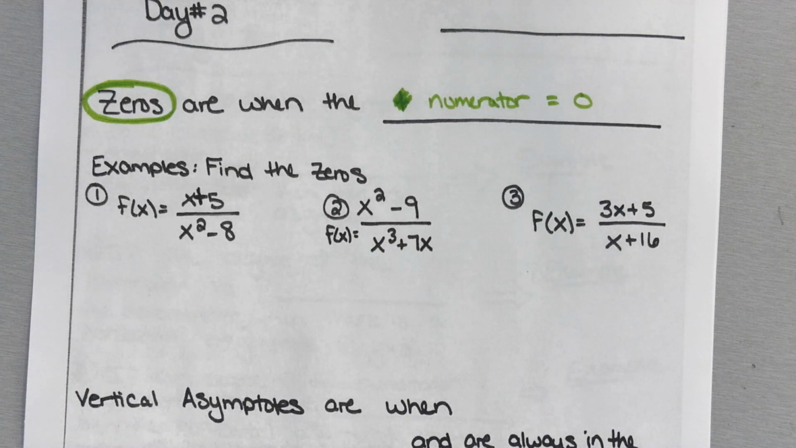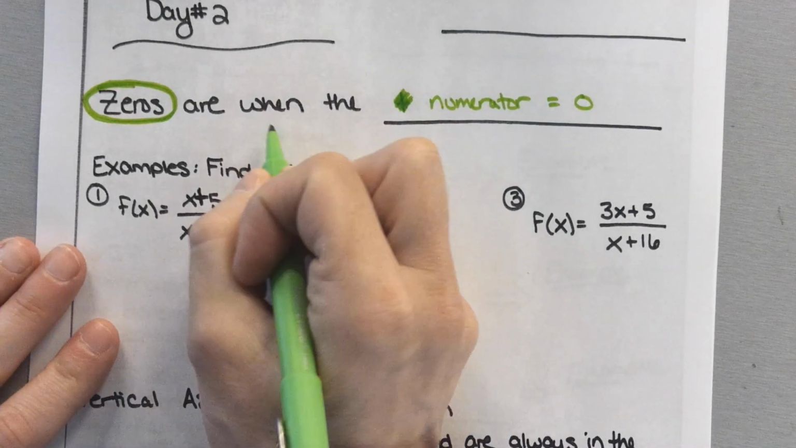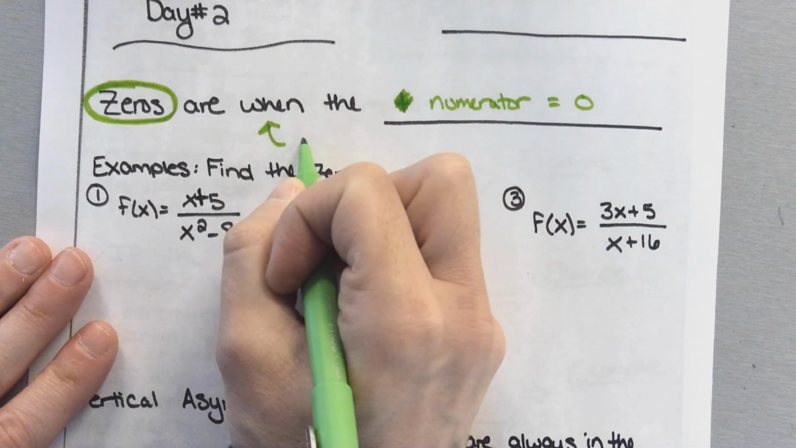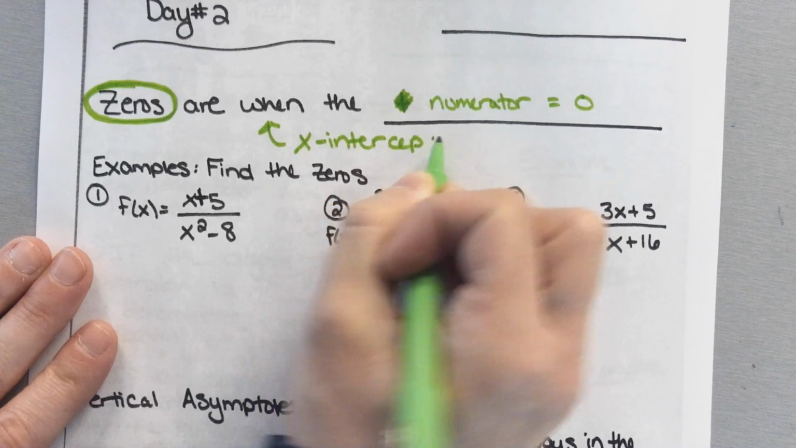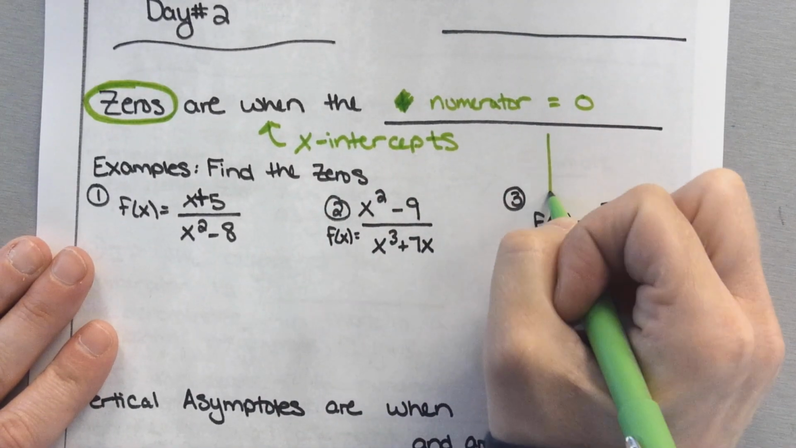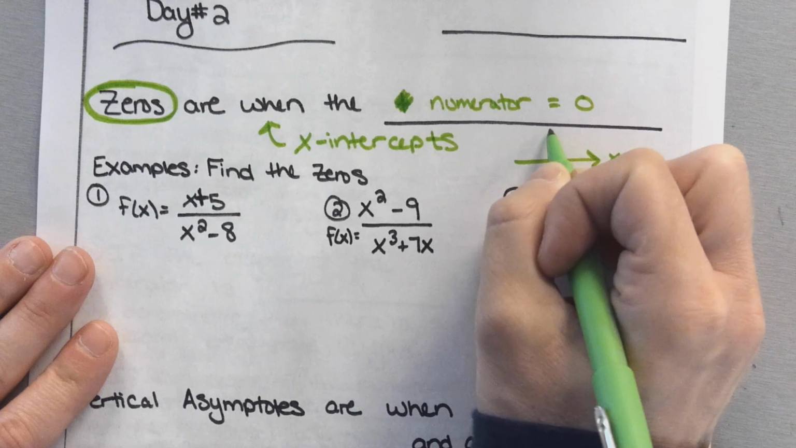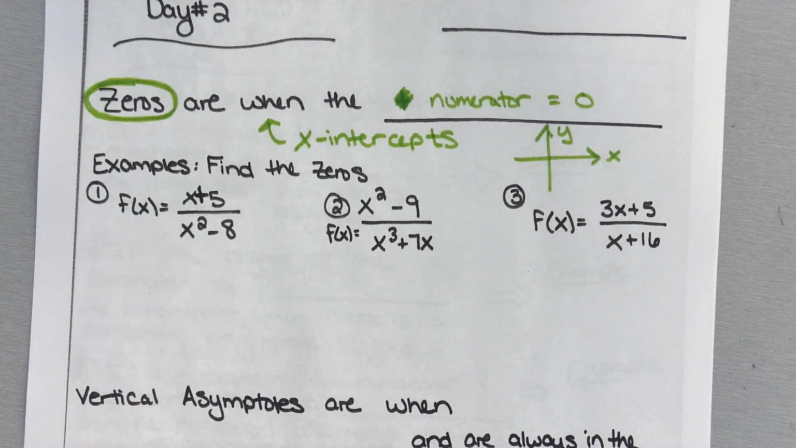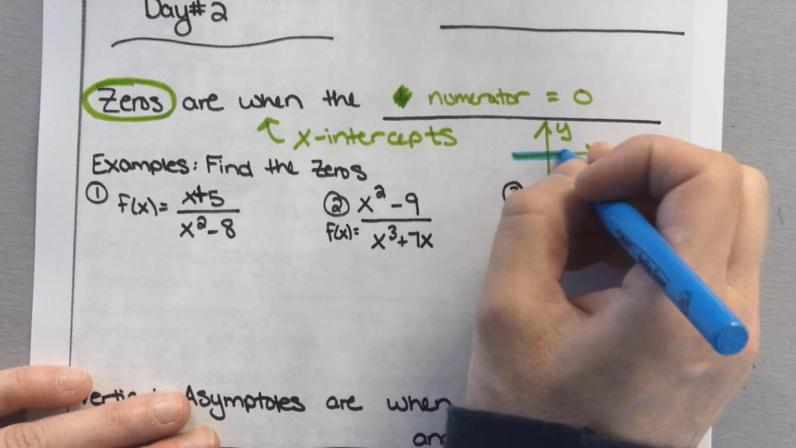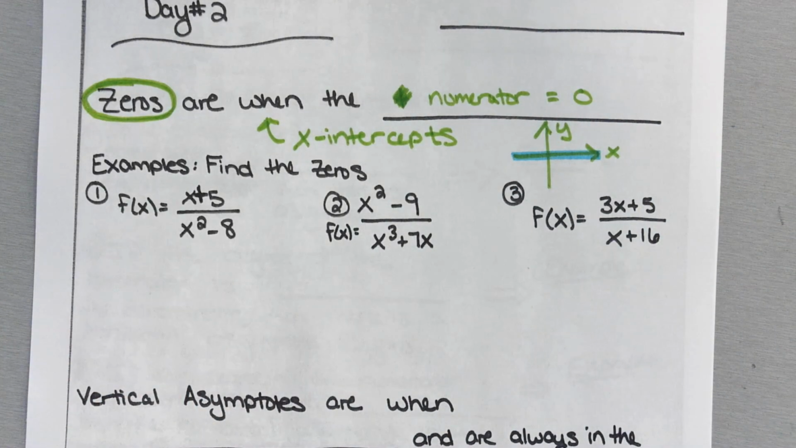So zeros are when the numerator equals 0, and these are our x-intercepts. So if you were to look at your graph, here's my x-axis and my y-axis. The x-intercepts are where your graph would touch the x-axis, so they would live along this line. Okay. So zeros are when the numerator equals 0, they're your x-intercepts, and so they would live somewhere along that line.